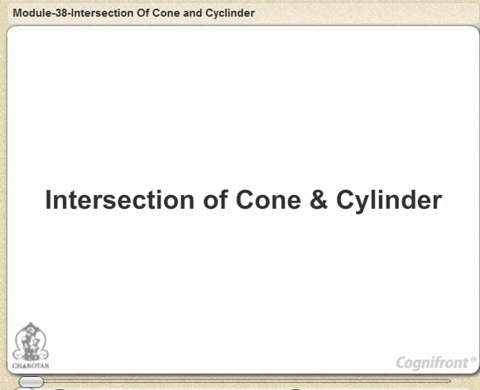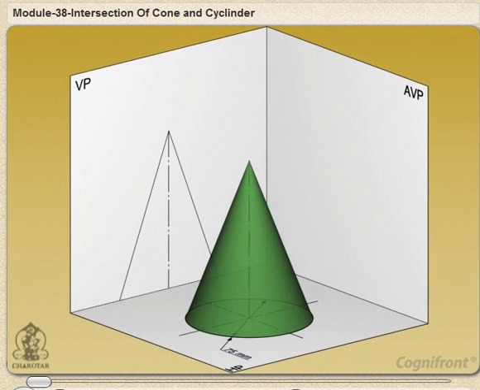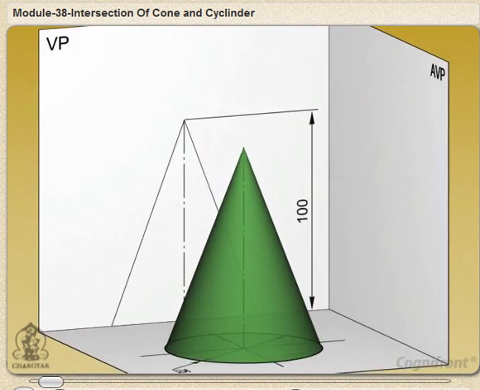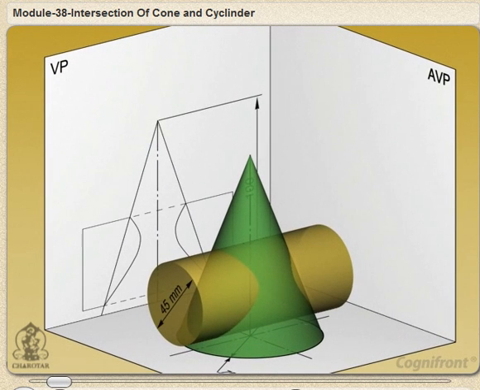Problem 16.22. A vertical cone, diameter of base 75 mm and axis 100 mm long, is completely penetrated by a cylinder of 45 mm diameter. The axis of the cylinder is parallel to the HP and the VP and intersects the axis of the cone at a point 28 mm above the base. Draw the projections of the solids showing curves of intersection.